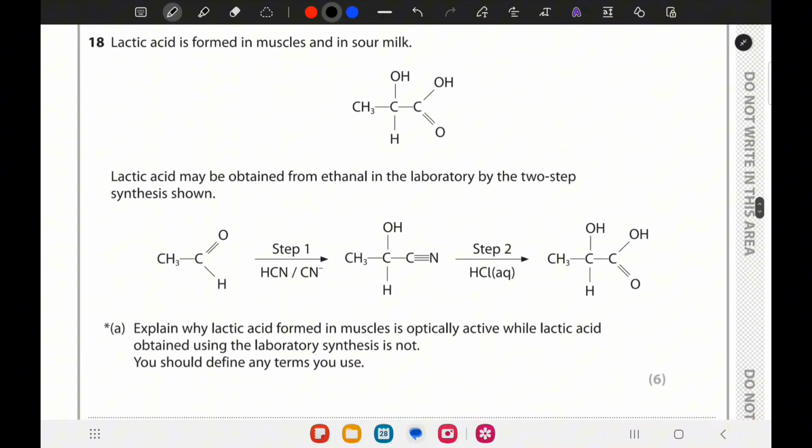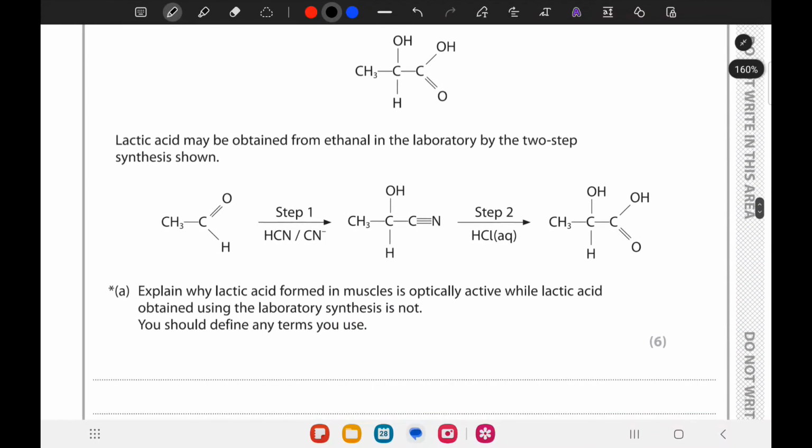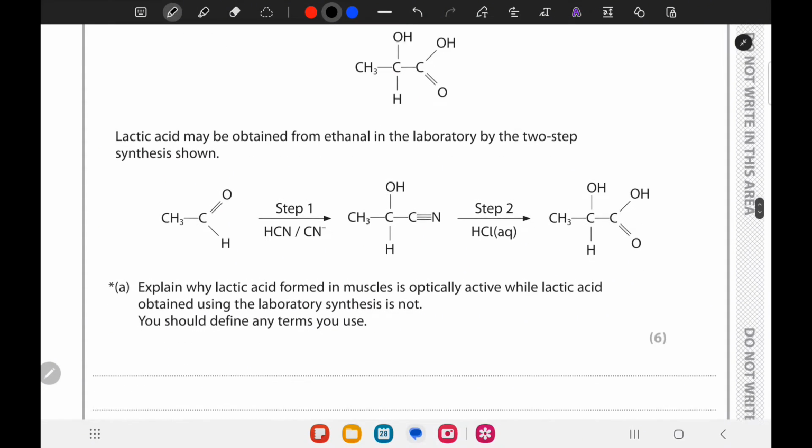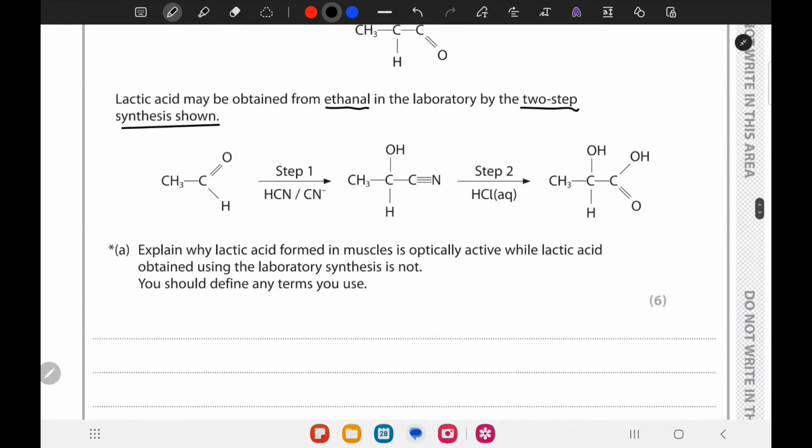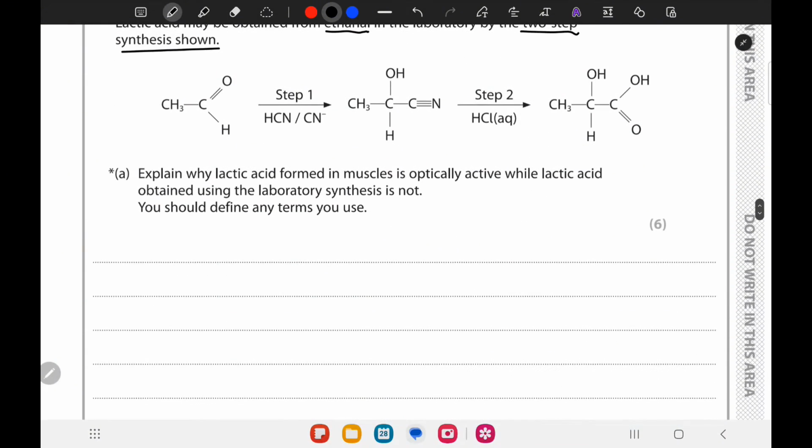Now moving to question 18, we have a question about lactic acid over here. This is our 6 marker. We are told that lactic acid may be obtained from ethanol in a laboratory by the 2-step synthesis shown below. Now we have to explain why the lactic acid formed in muscles is optically active, while the one obtained using laboratory synthesis is not.